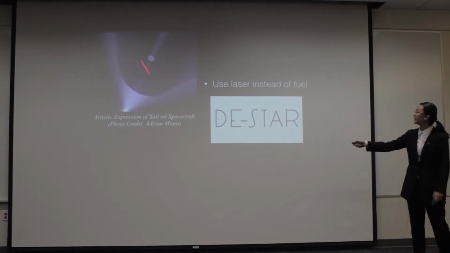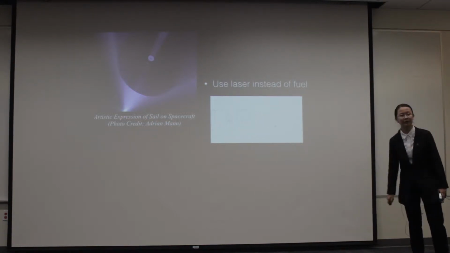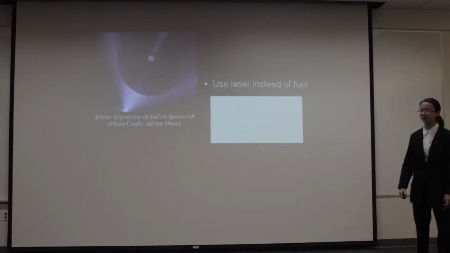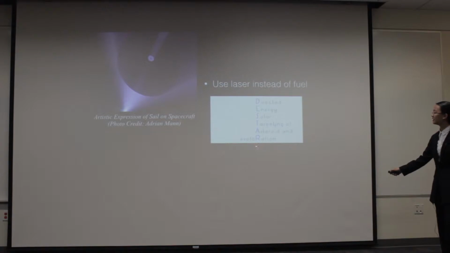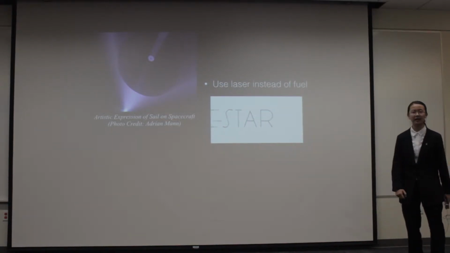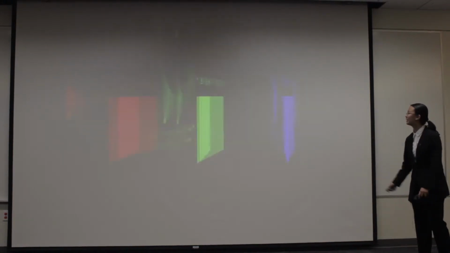And this is an artistic expression of a sail on a spacecraft. So you can imagine a boat with a sail and wind, except that now the wind is actually laser and photons. We use DSTAR, which stands for Directed Energy Solar Targeting of Asteroids and Exploration. No comments on why R stands for exploration. Let's keep going.